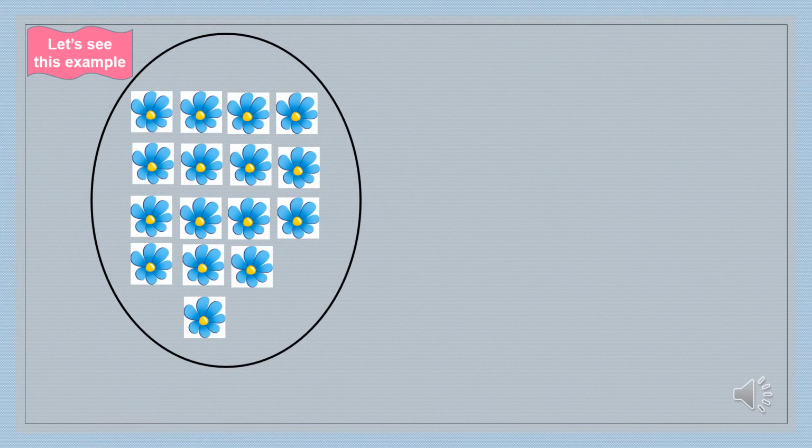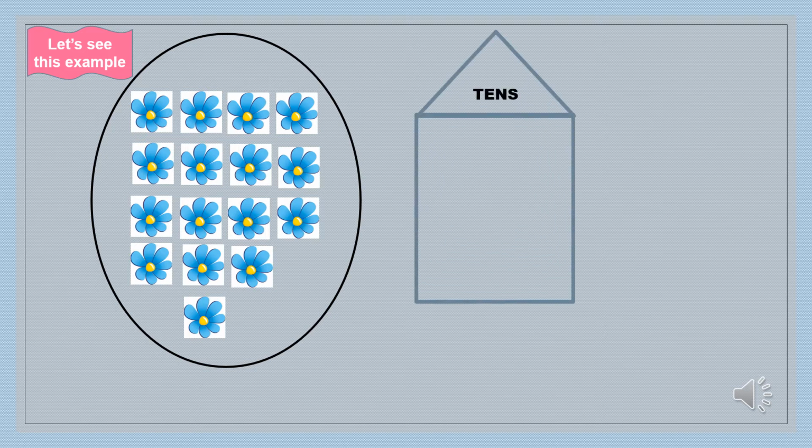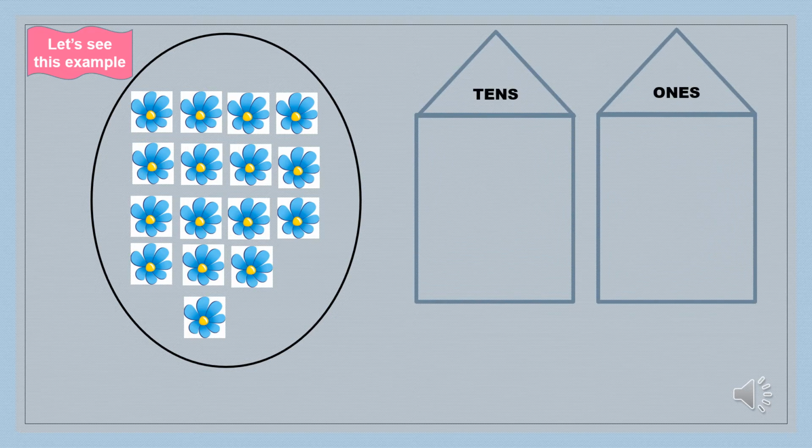Okay, now we will learn how to place the numbers in their respective houses. That is tens house and ones house. Here what you can see on the screen, children, here you have a picture of flowers present there. Here how many total number of flowers are there, that we have not counted. What we have to do right now is to place these flowers in their respective houses, that is tens and ones. So let's bring these houses into the picture. Tens house is the left house and ones house is the right house.